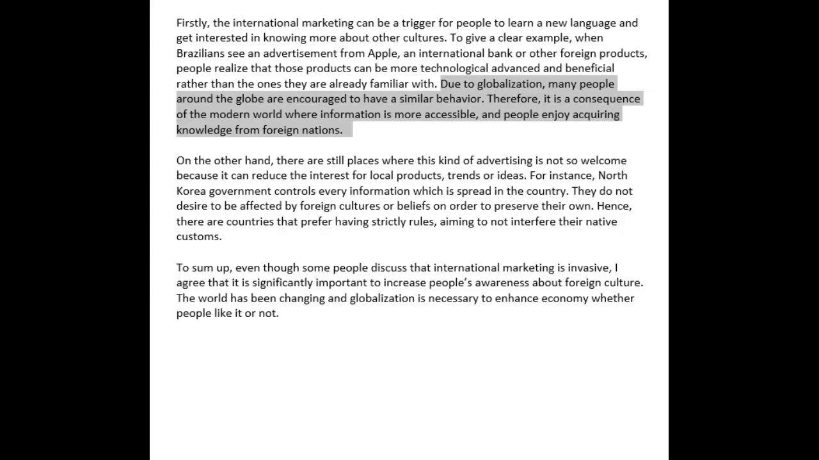On the other hand, there are still places where this kind of advertising is not so welcome because it can reduce the interest for local products, trends, or ideas. For instance, the North Korean, with an N, government controls, you can't say every information because information is uncountable, and you can't say every information. You can say every piece of information.